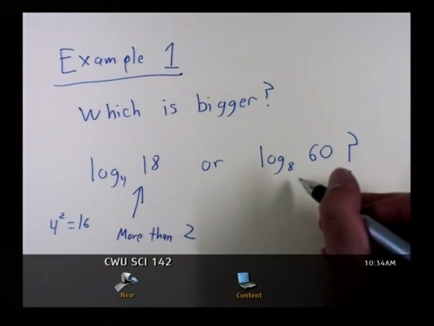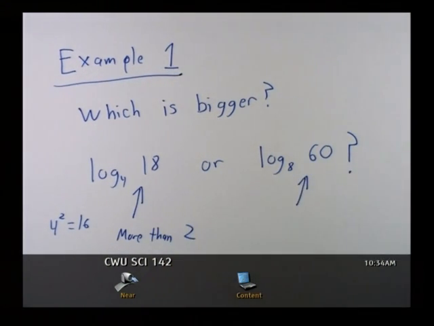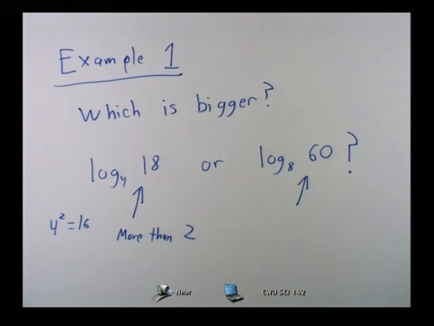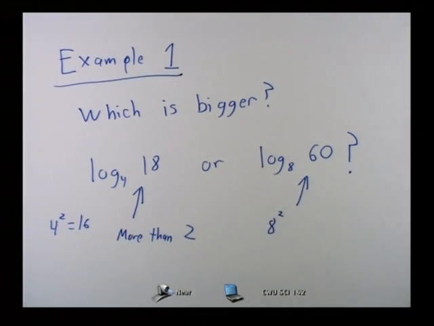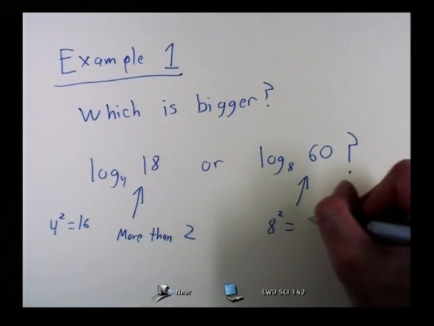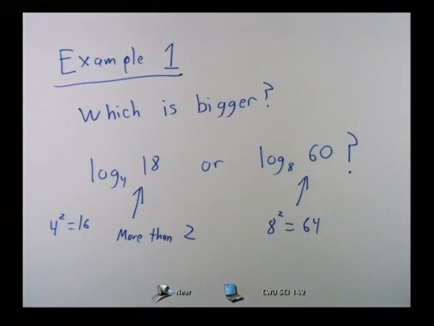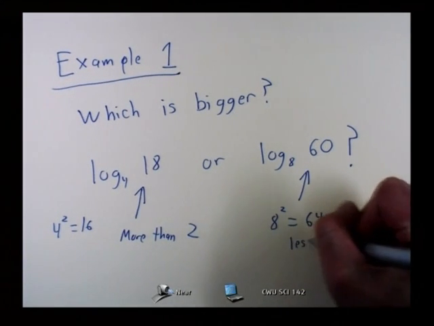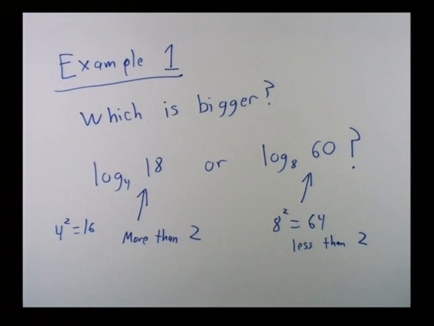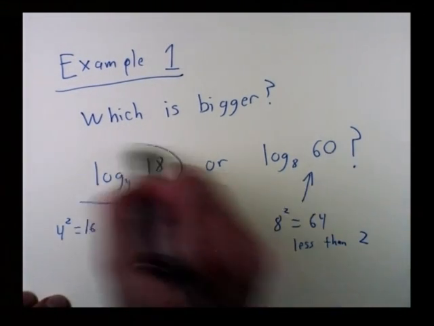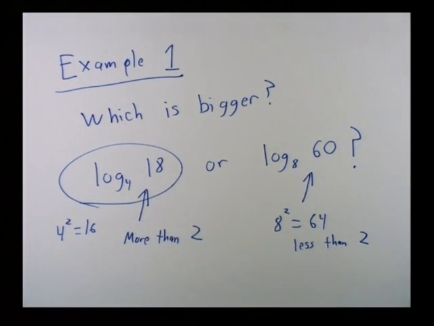How about the base 8 log of 60? Is 8 to some power equal to anything you can think of as sort of close to 60? Well, once again, we know what 8 to the power of 2 is. 8 times 8 is 64. If 8 to the power of 2 is 64, then 8 to the power of something less than 2 must be 60. So this is less than 2. We don't need to know what they are to analyze them. I know immediately this must be bigger. This number is bigger than 2.